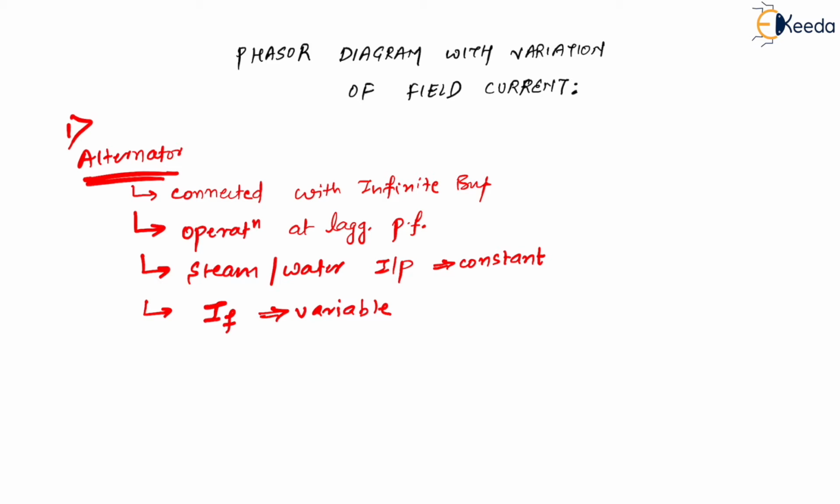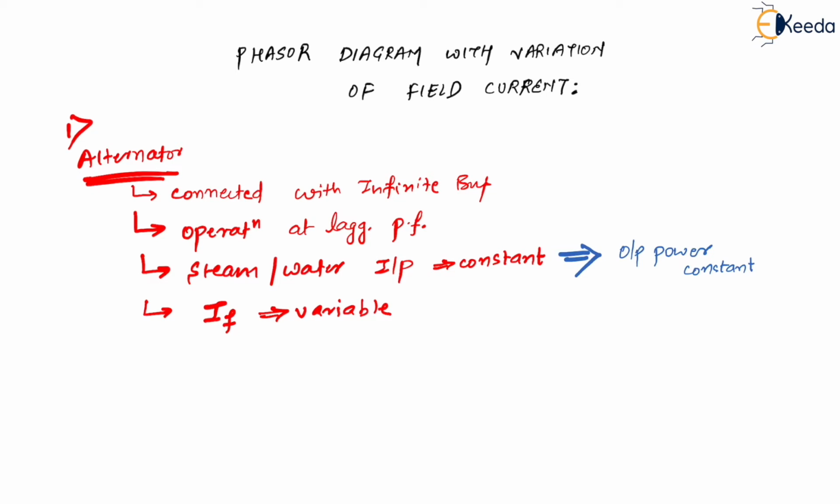Now next thing is what? Let us try to imply something. We know that if the steam power input is constant, what does it indicate? It indicates that if the input to the alternator is constant, the output power has to be constant. Very important statement: output power is constant, because input power is constant. Simple logic.